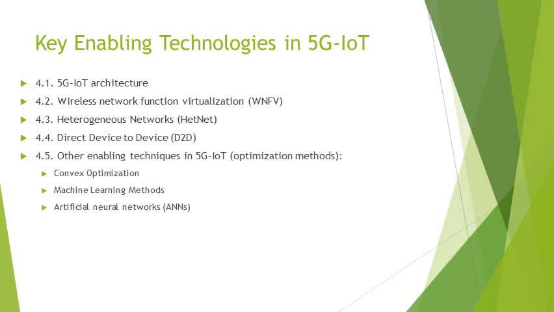Furthermore, machine type communication, millimeter wave, mobile edge computing, the network function virtualization that we talked about, and other technologies are all expected to play a fundamental role for the Internet of Things in future 5G systems. Other enabling techniques in 5G, like convex optimization, machine learning methods, and artificial neural networks, will all make an increasing impact to the key enabling techniques.